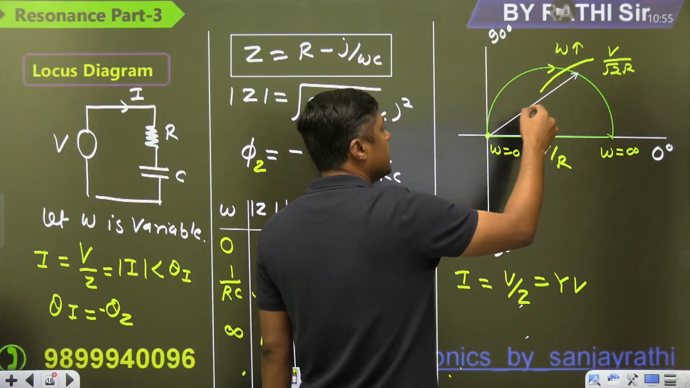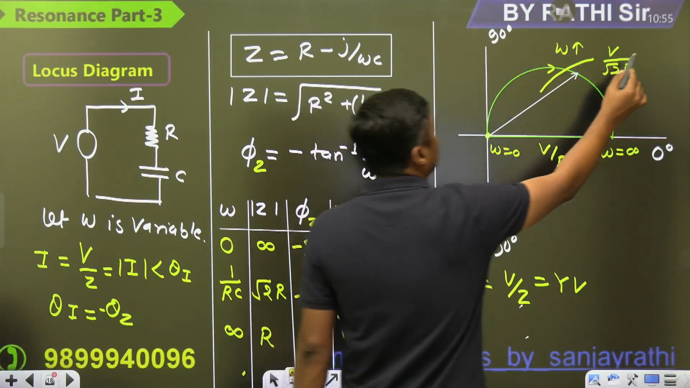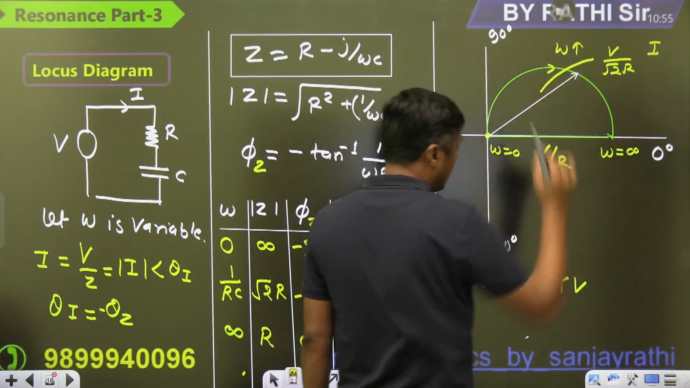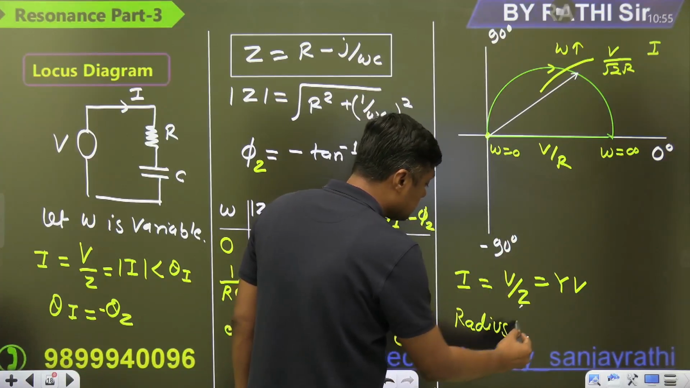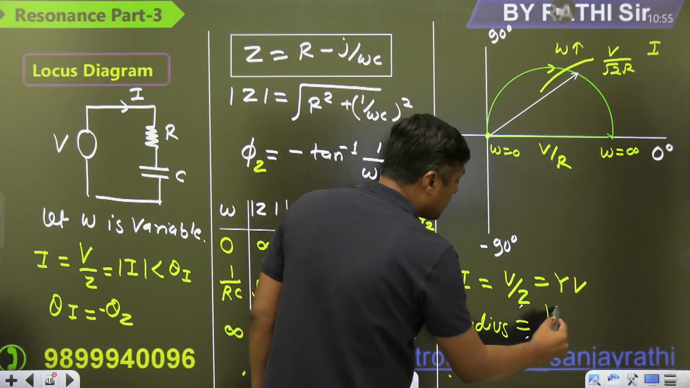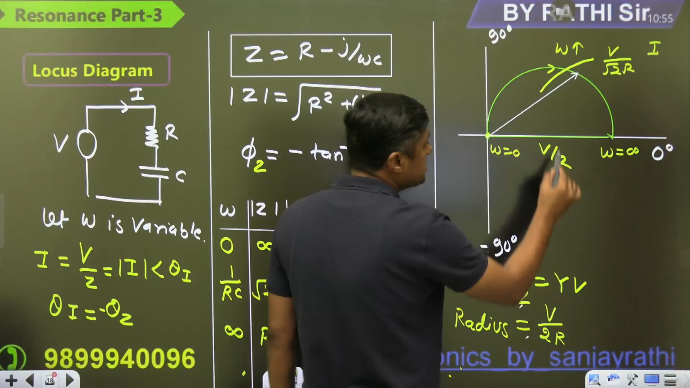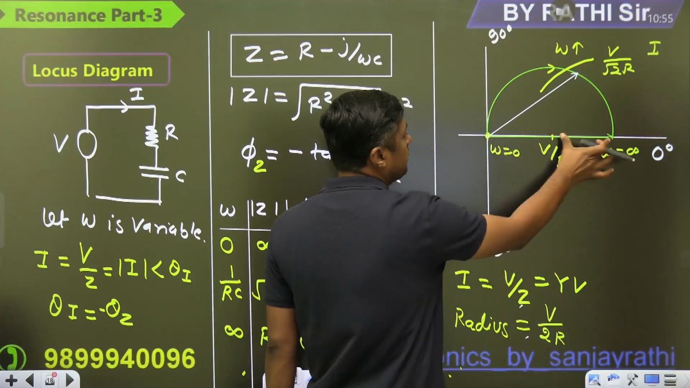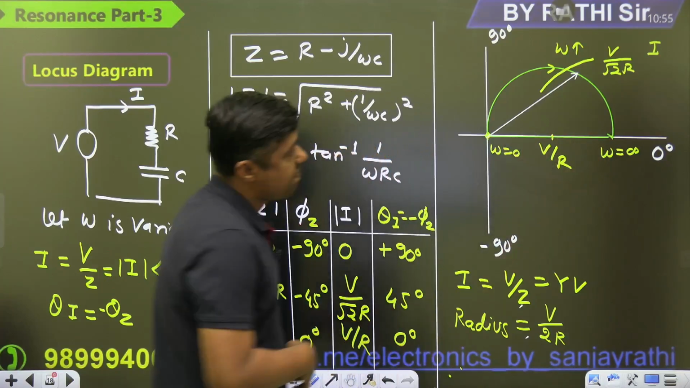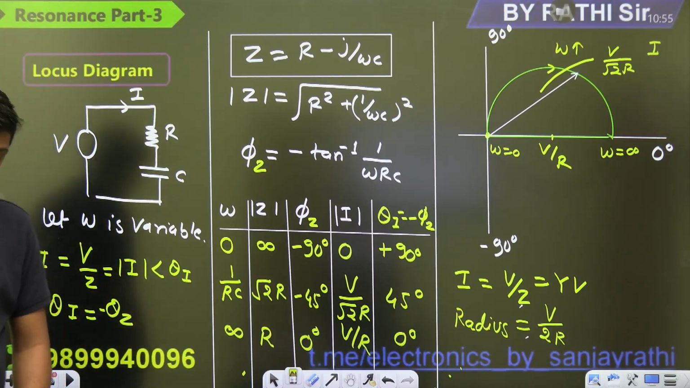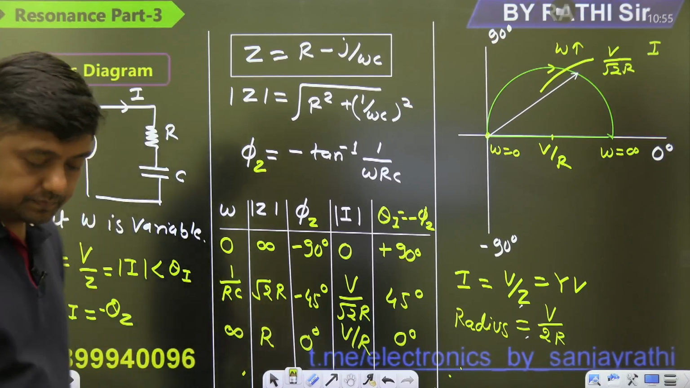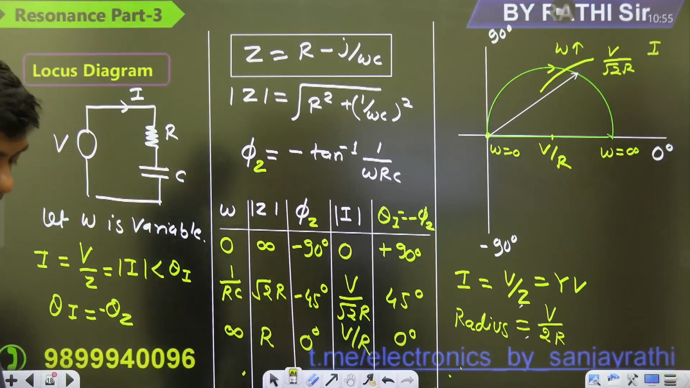And that is the locus diagram in first quadrant. And what is the radius of that? Radius is equal to V by 2R. Always remember, radius means half of that. V by 2R. So this is the omega is variable. Is it clear?